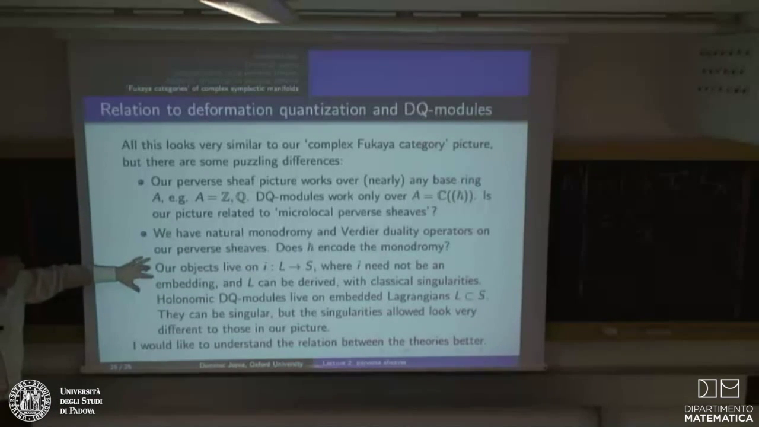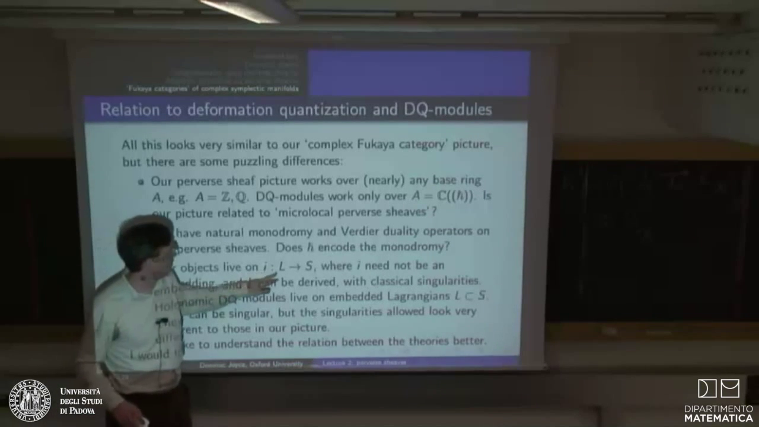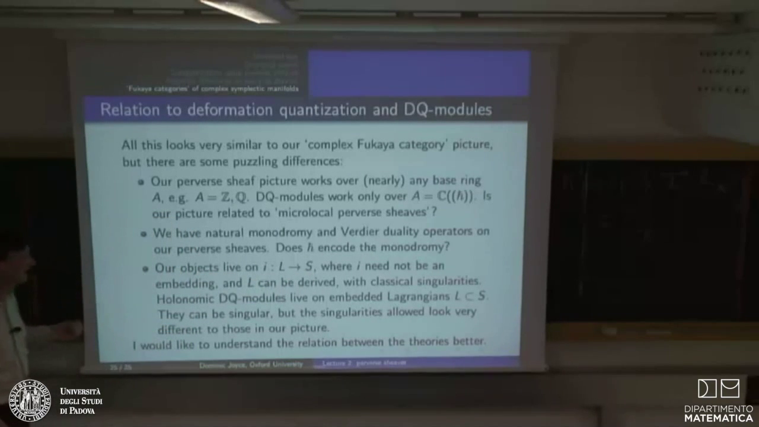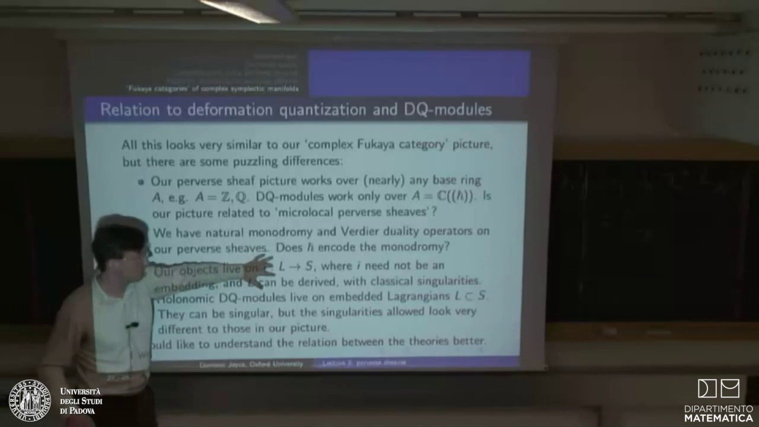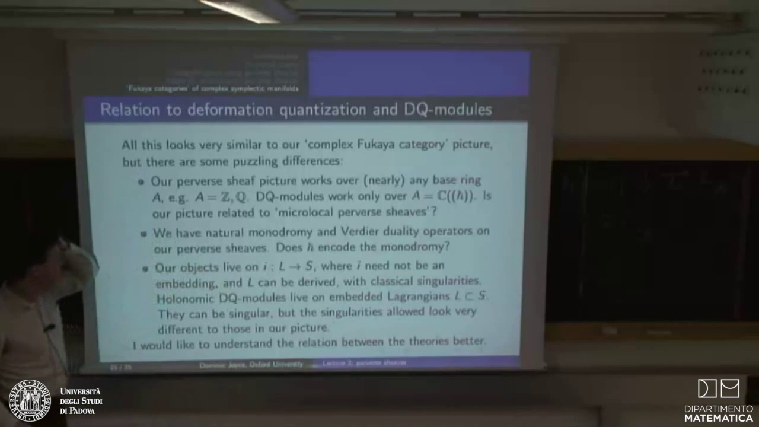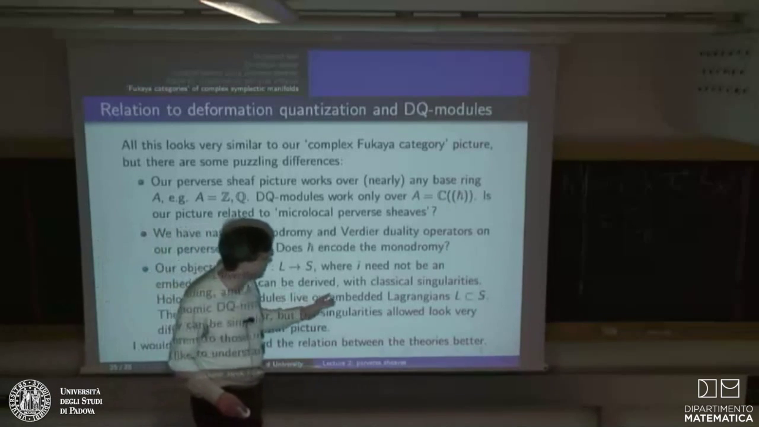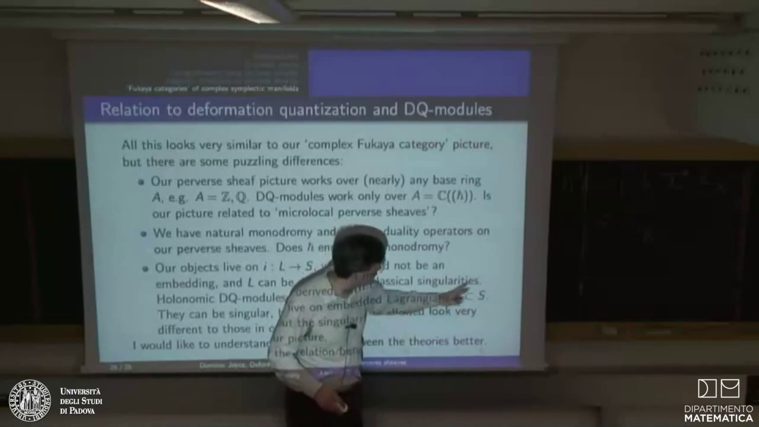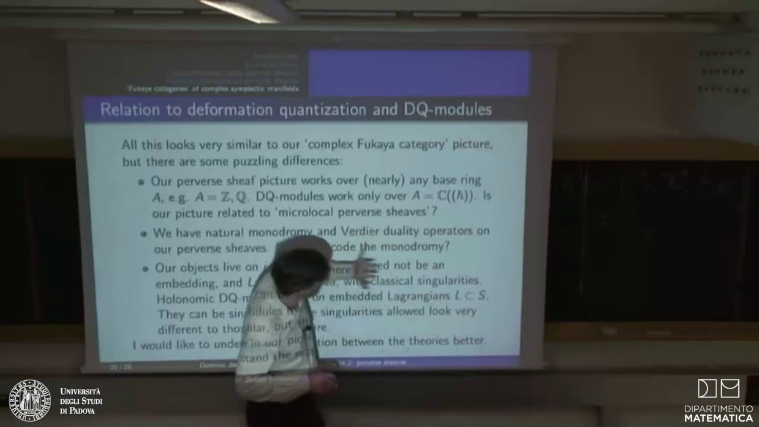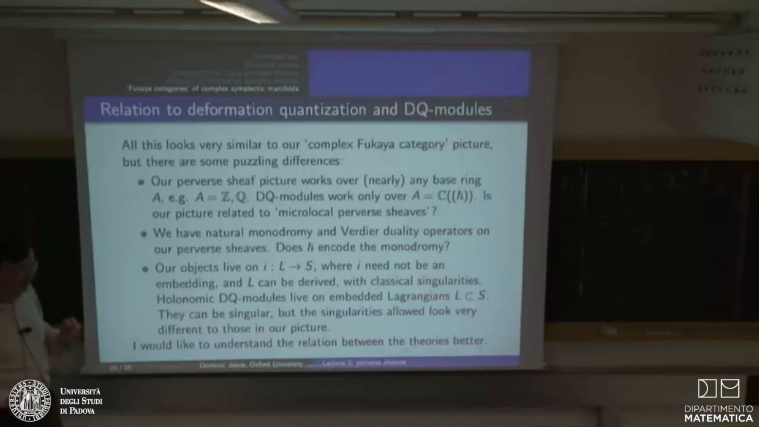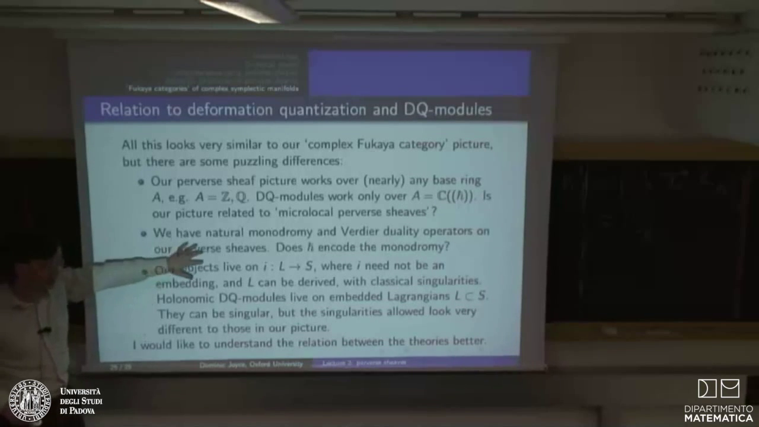Thirdly, our objects live on a Lagrangian which has a morphism into S, but this morphism need not be an embedding. L is allowed to be derived, so as a classical scheme, it has singularities. Holonomic DQ modules, as I understand it, also live on embedded Lagrangians, so that they really do live in the symplectic manifold. They don't map to it. The Lagrangians are also allowed to be singular, but the singularities allowed, as far as I can see, look very different to the singularities which crop up in our picture.